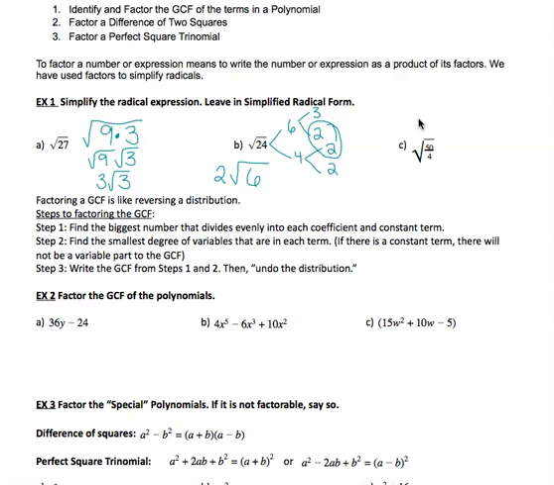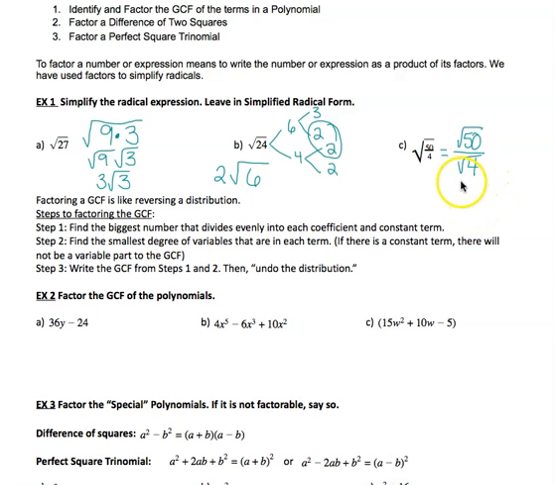Then for C, we have a fraction under our radical. So when that happens, our first step is generally to see if we can reduce the fraction at all. So in this case, 50 isn't evenly divisible by 4, but they are both divisible by 2, which could help us.